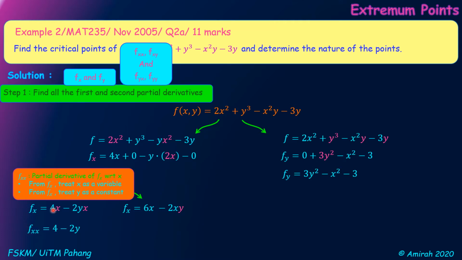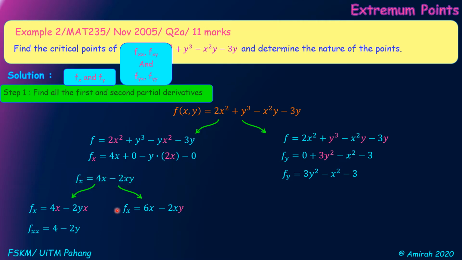When we differentiate 4x, it equals 4. And when we differentiate a constant times x, the answer equals a constant. The same goes for the constant 2y times x here. When we differentiate, we get constant 2y.